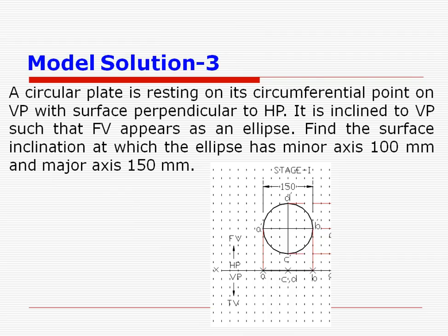That will be possible if we change the distance between AB. So basically if we incline the plate with VP, then this top view, that is the AB line, when it will be inclined, the horizontal distance between AB will reduce. Now that reduction is up to the order of 100. So from 150, currently the distance between AB is 150, it has to be reduced to 100.